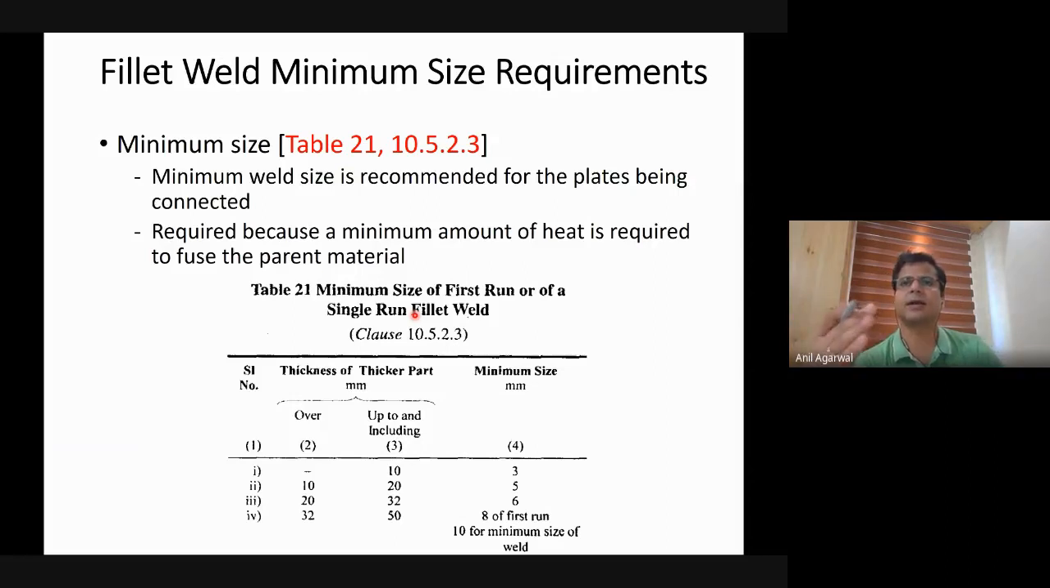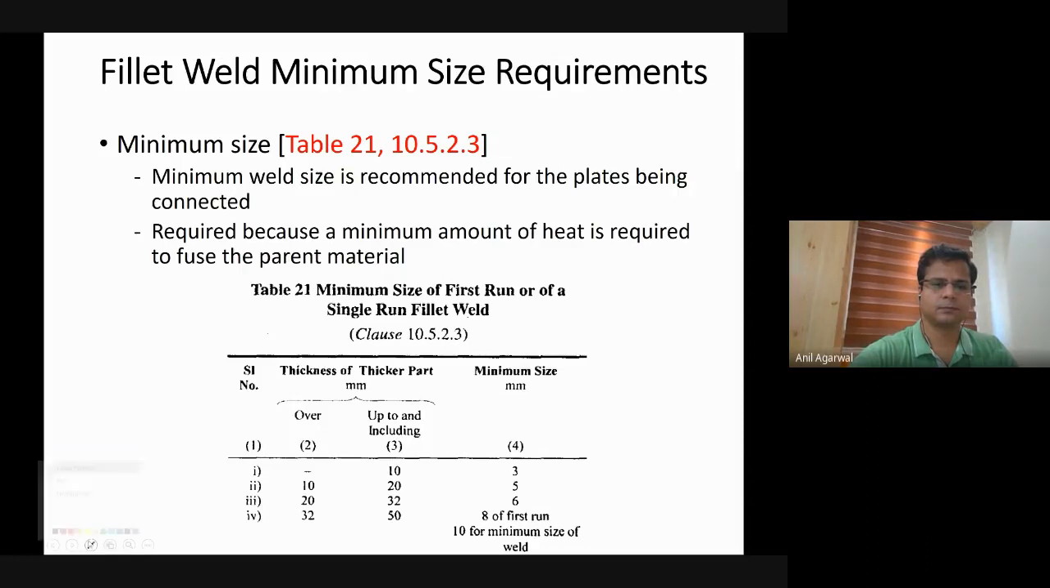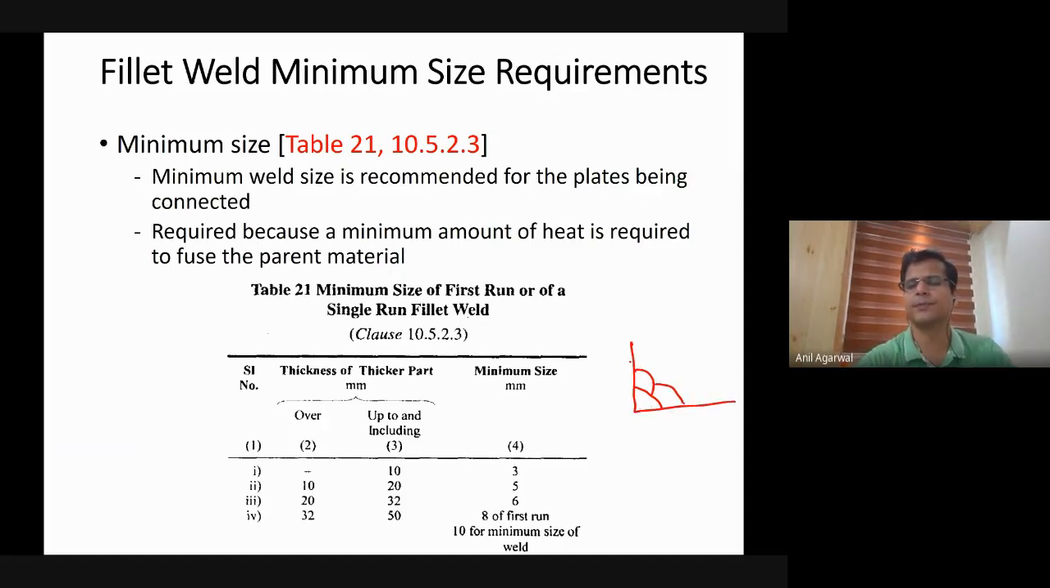So what it says is that if you have a multi-run weld, let's say I'm providing a fillet weld and I am planning to do a 3-pass fillet weld like this. Now the code says that even though you are doing 3 passes, the first pass should be at least of this size for the plate thickness.